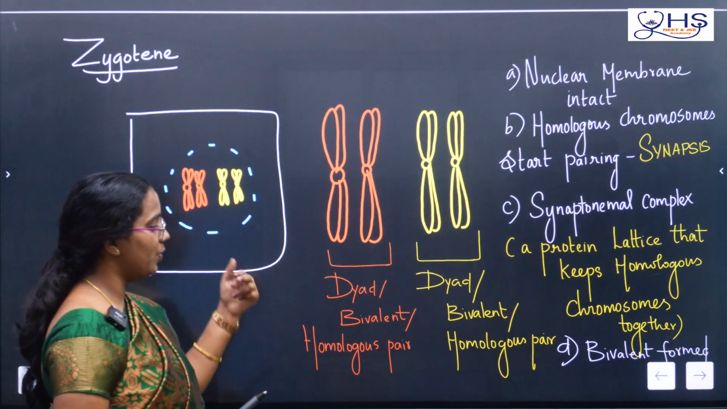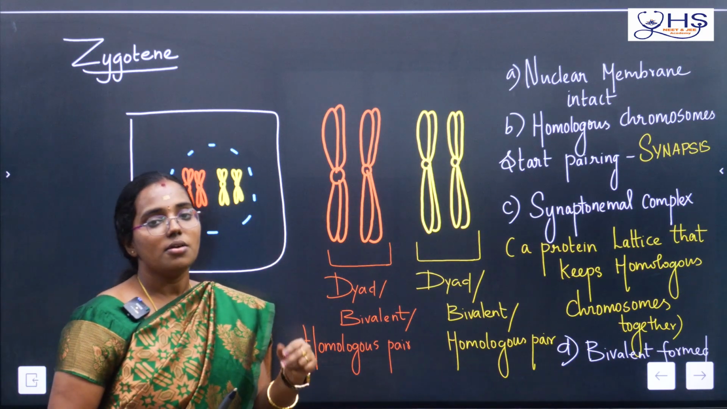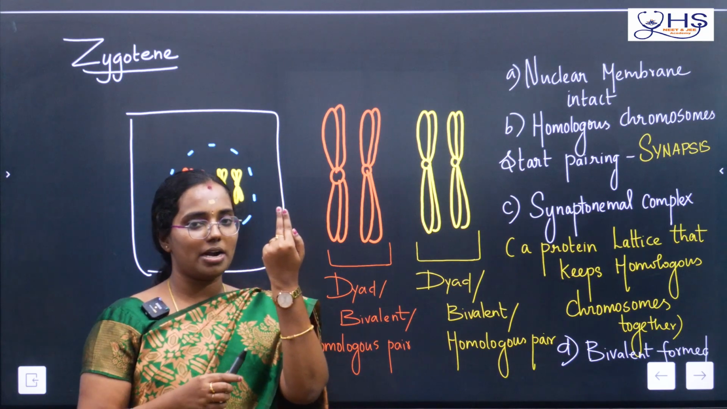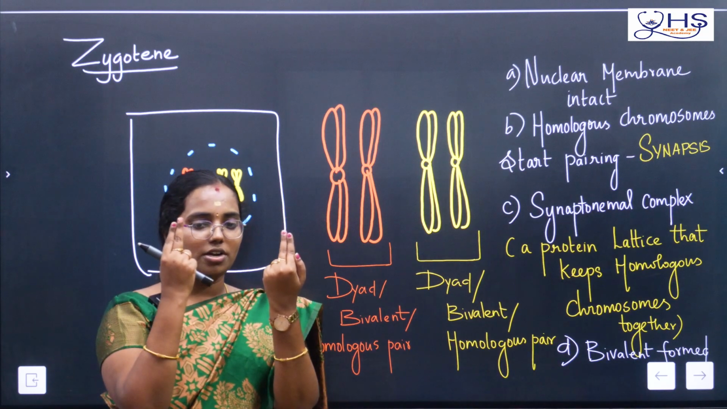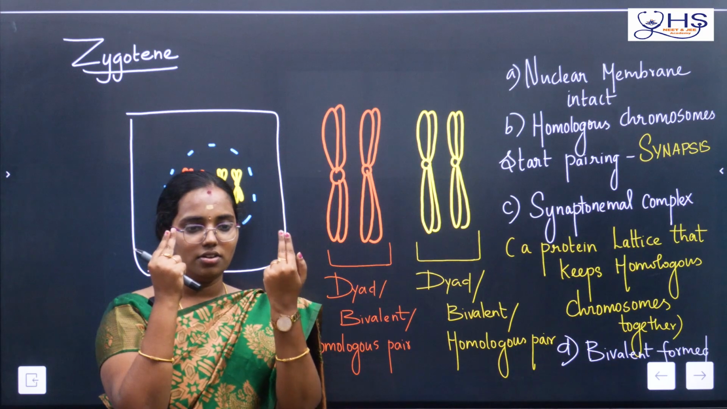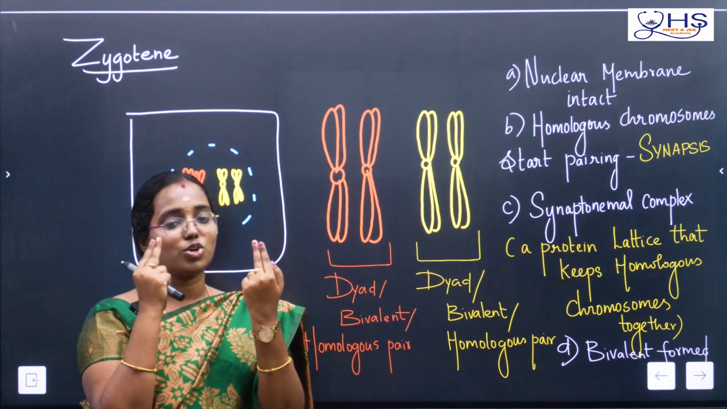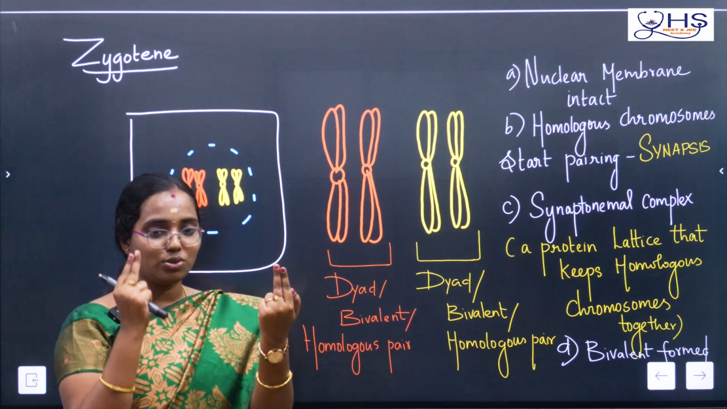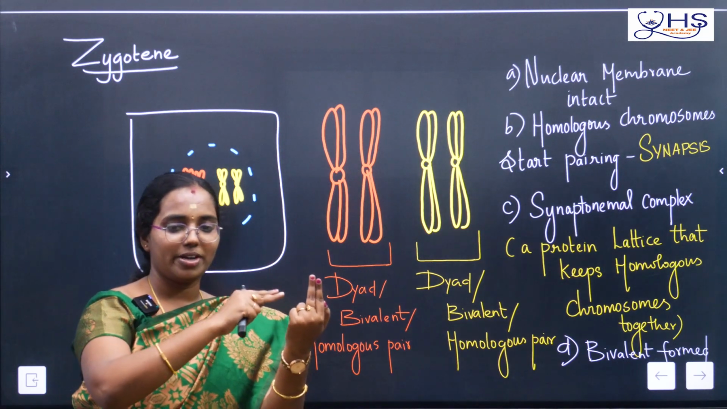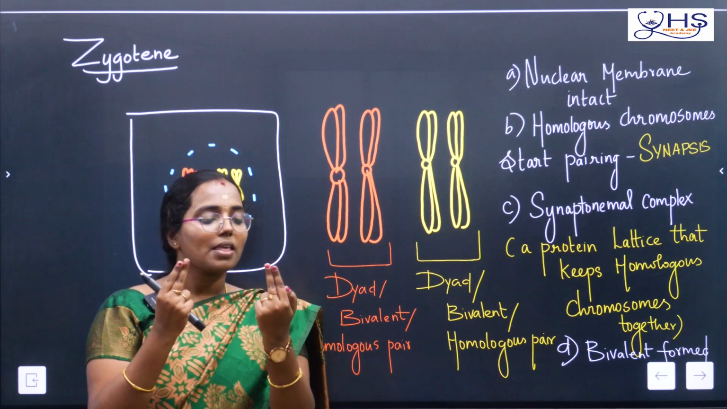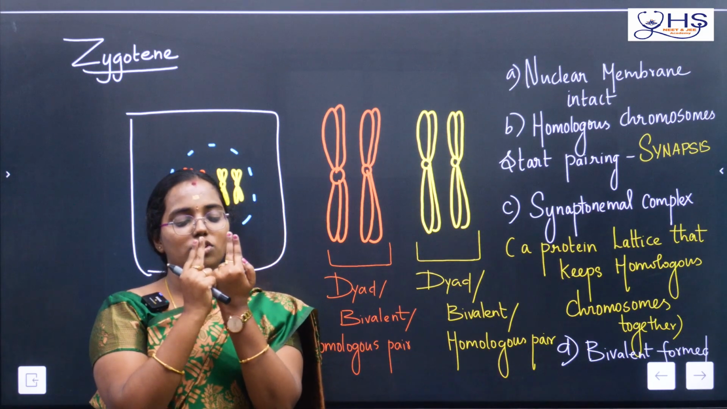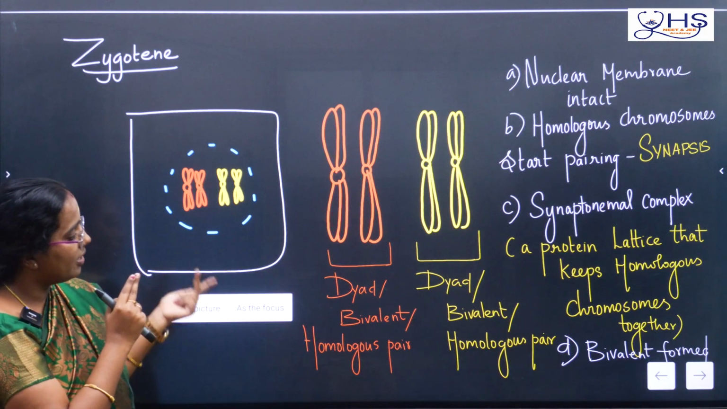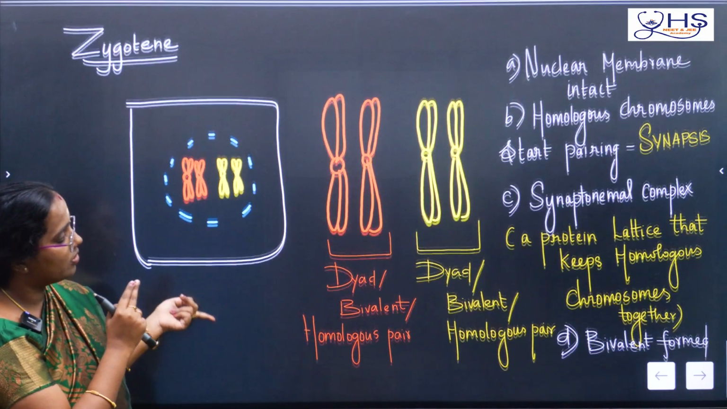But what is the difference between bivalent and tetrad? Bivalent means the structure will be like this. This is 2 chromatids of 1 chromosome and this is 2 chromatids of 1 chromosome. This is chromosome 1, chromosome 1. 1 pairs with 1, 2 pairs with 2, 3 pairs with 3, like that 23 pairs. Now when two chromosomes stand side by side, we get a structure like this. This is called bivalent.